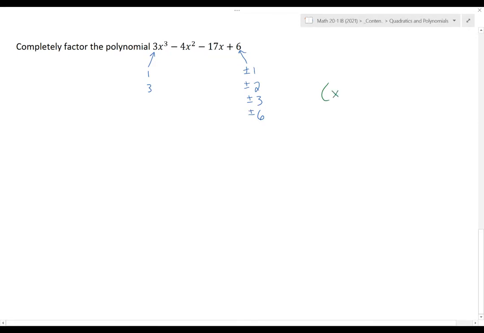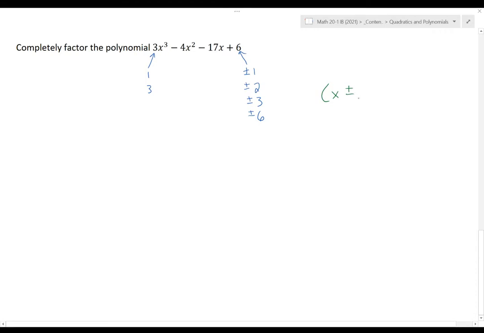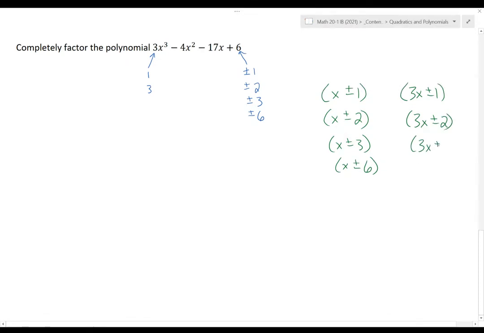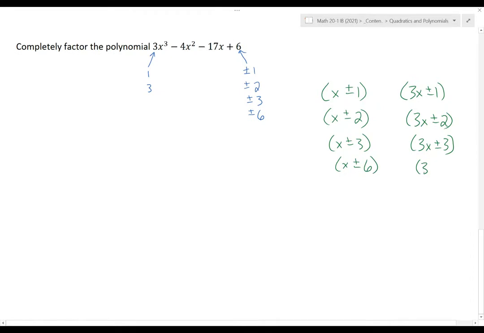So what this means is that the only possible factors of this polynomial would be, if a equals 1, x plus or minus 1, x plus or minus 2, x plus or minus 3, or x plus or minus 6. So there are 8 possibilities if the leading coefficient is 1. And then 3x plus or minus 1, 3x plus or minus 2, 3x plus or minus 3, and 3x plus or minus 6. So it looks like at most I have 16 possibilities. But I actually can limit it a little more.